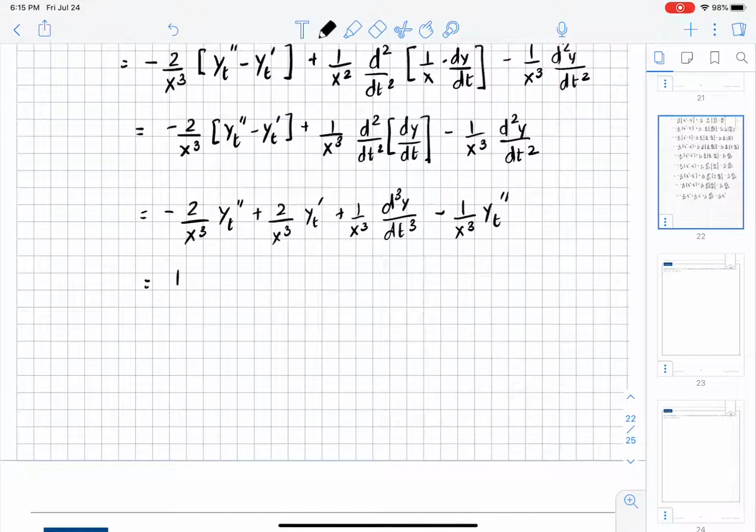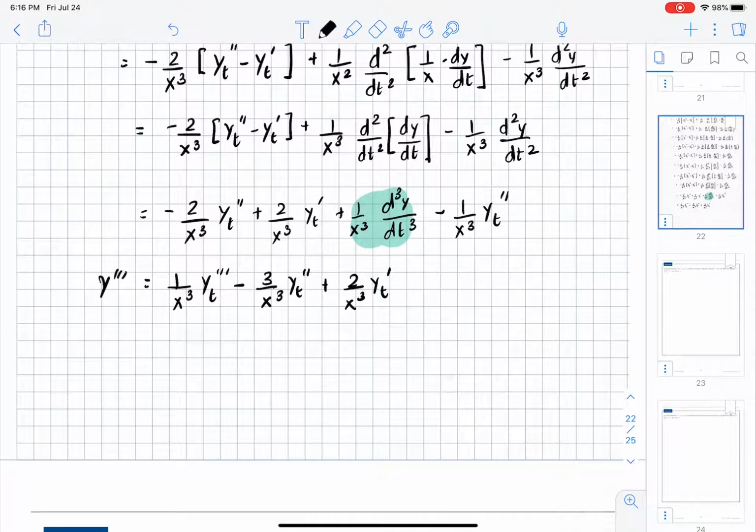Combine like terms, we will have 1 over x cubed yt triple prime. Combining negative 2 over x cubed yt double prime and negative 1 over x cubed yt double prime, we get negative 3 over x cubed yt double prime plus 2 over x cubed yt prime. And that is equal to y triple prime. This would mean x cubed y triple prime is equal to yt triple prime minus 3yt double prime plus 2yt prime.